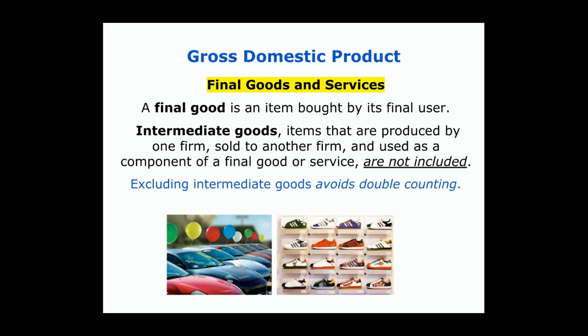We do this because we want to avoid double counting. If we counted them at each step along the way as value was being added in the production process, we'd wind up counting the same thing many times, and we don't want to do that. So to get around that, we only calculate the values of final goods and services, and we don't count the values of the intermediate goods. In a way, we count the values of the intermediate goods in their final values. They're incorporated into the final product, and we count them that way. And this way, we only count them one time.